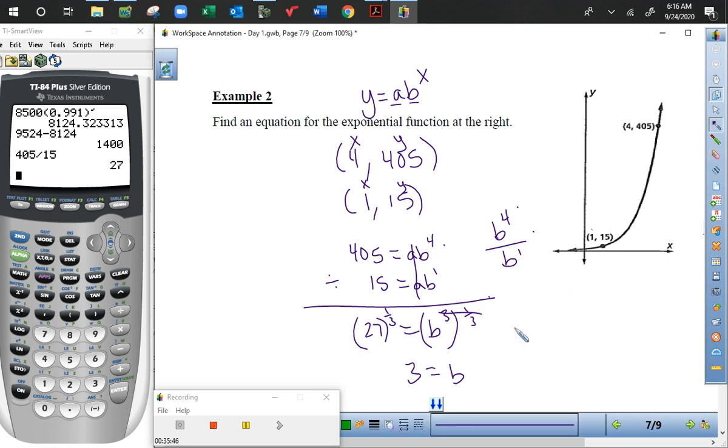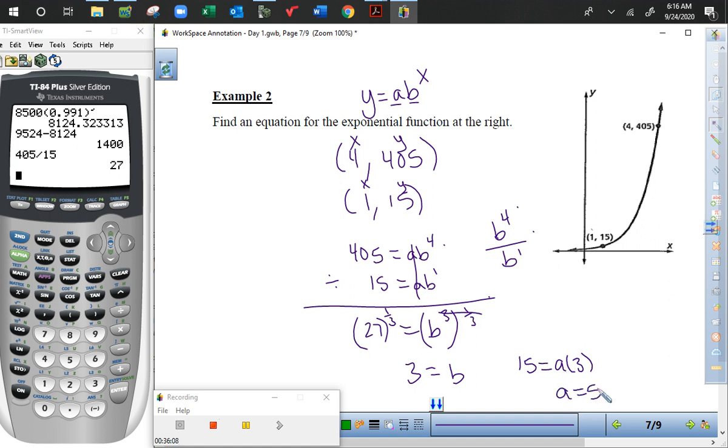So then we can take our b and plug it back into one of these equations to solve for a, just like with substitution with linear systems. So b we're substituting in right here. So 15 equals a times 3. I just chose this one because it was smaller numbers. You can use either. And that gives me a equals 5.